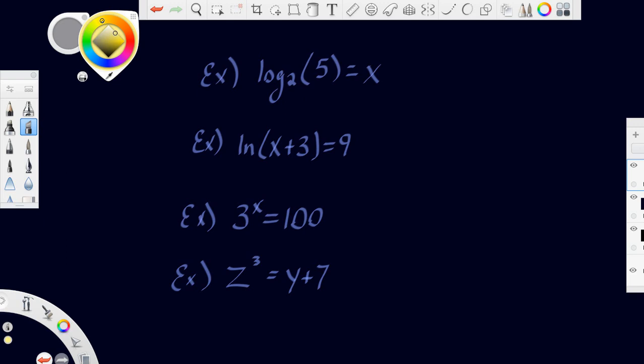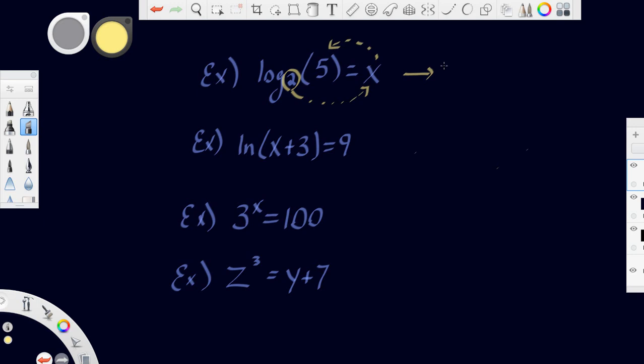So if it's in log form, we're going to want to write it in exponential. If it's in exponential form, we want to write it in log form. So this one will be 2 raised to the x power equals 5. This one, remember, if we have the natural log, then the implied base is e, so that's e raised to the 9th equals x plus 3. Remember, we're just rewriting them as an exponent, so we don't actually need to solve for x, just leave it like this.